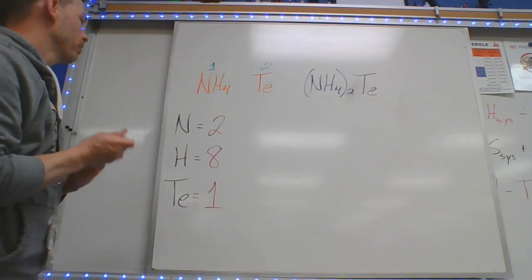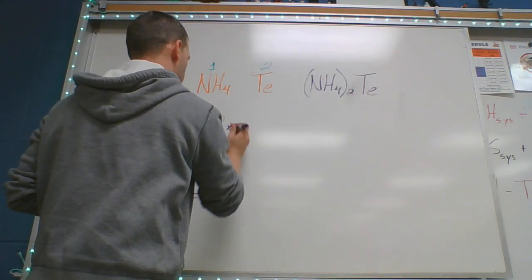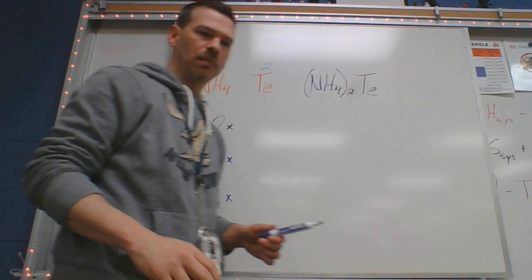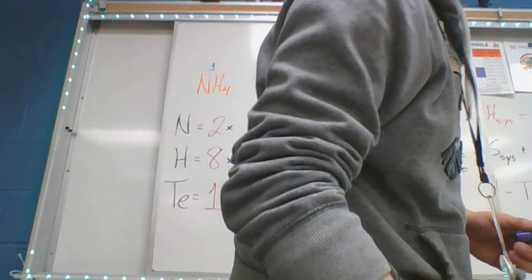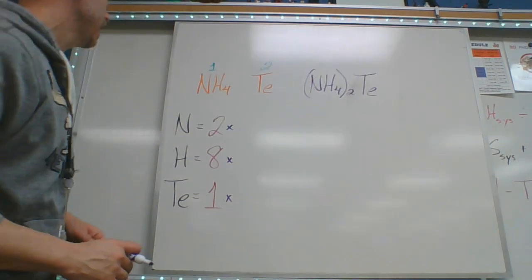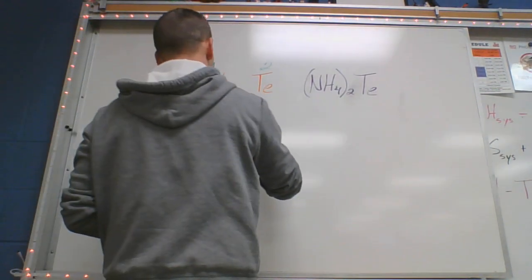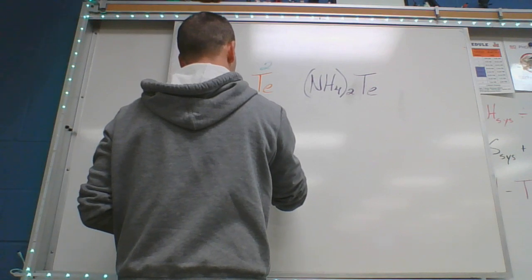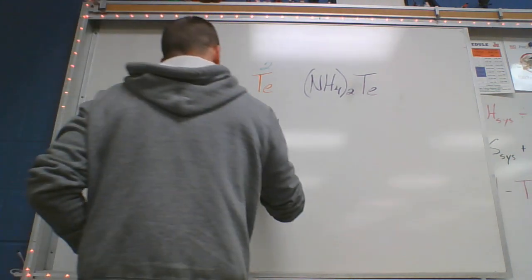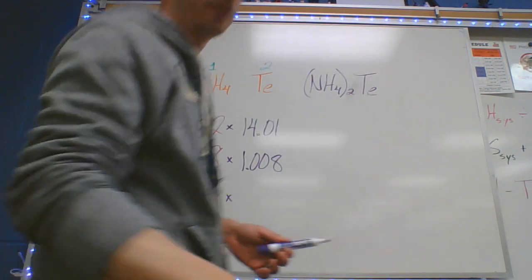All right, let's multiply them by their mass on the table. Let's go have some people grab them. Let's go over to cluster five. We're staying in the back of the room today. Seat three, hey Aspen, what is nitrogen's mass? 14.01. All right, hydrogen's 1.008. We already found him in the previous problem. You find hydrogen a lot.